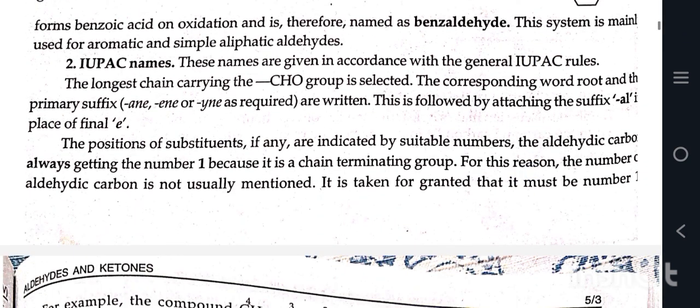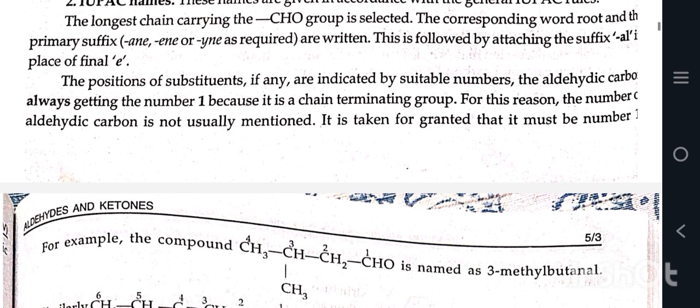Second, IUPAC names. These names are given in accordance with the general IUPAC rules. The longest chain carrying the CHO group is selected. The corresponding word root and the primary suffix "-ane", "-ene", or "-yne" as required are written. This is followed by attaching the suffix "-al" in place of the final "e". The positions of substituents, if any, are indicated by suitable numbers. The aldehydic carbon always gets the number one because of its chain-terminating nature.